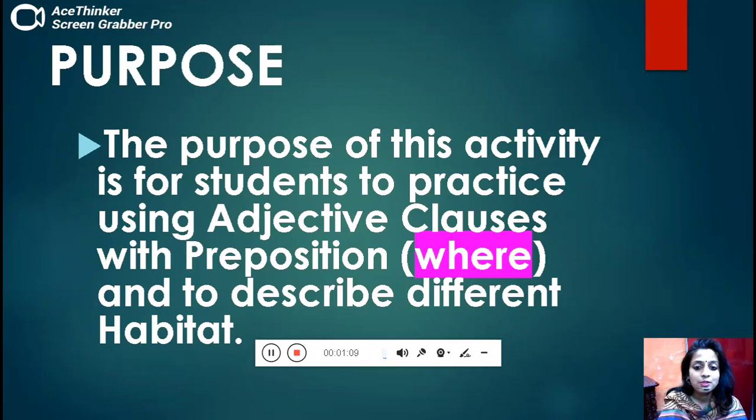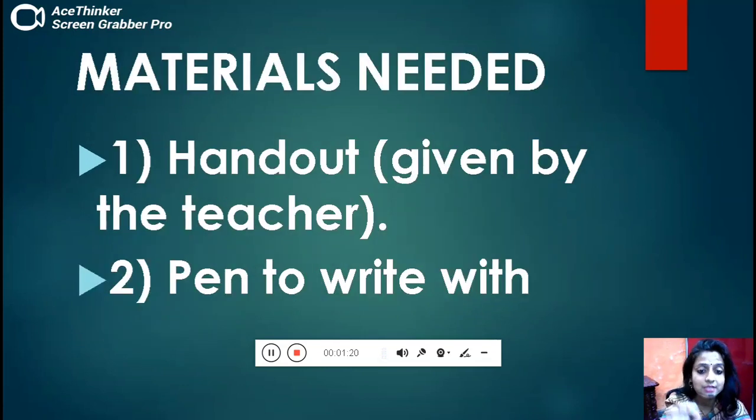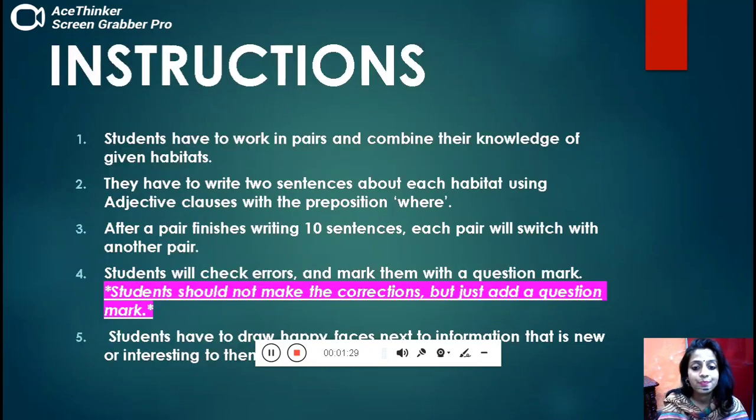Now look at the purpose of the activity. The purpose of this activity is for students to practice using adjective clauses with preposition where and to describe different habitat. Now see the materials needed. You will be given a handout which I will give you. Then you need a pen to write with.